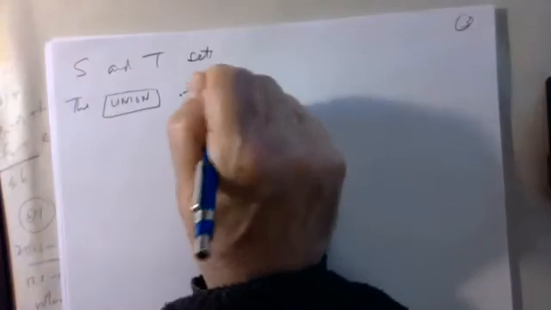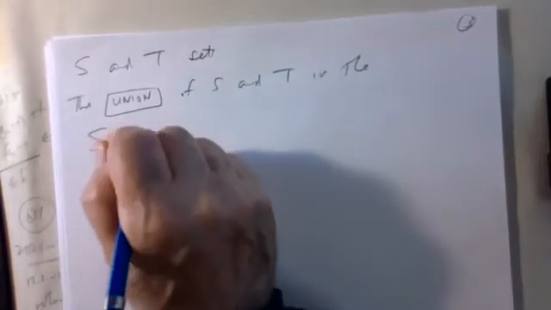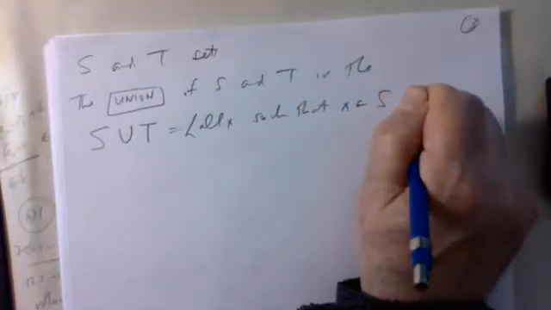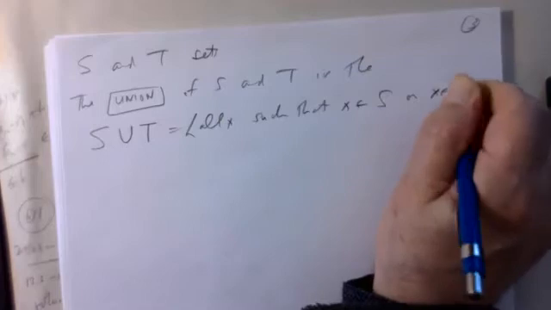Suppose we have two sets. What is called the union of S and T is the set, and we write this symbol, which looks like a U, S union T. This consists of all X such that X is in S or X is in T, or both.